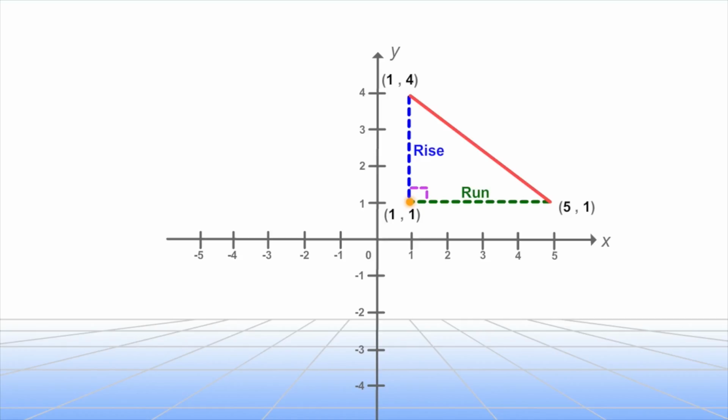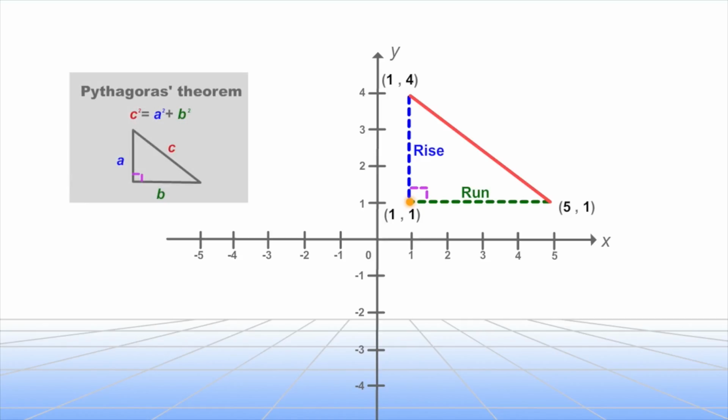We will next use Pythagoras' theorem to find the length of the diagonal line segment. We can see that the horizontal line is of length 4 units and the vertical line is of length 3 units. Therefore, using Pythagoras' theorem, the length of the diagonal line segment is the square root of 3 square plus 4 square. And by using a calculator, the length of the diagonal line segment is 5 units.